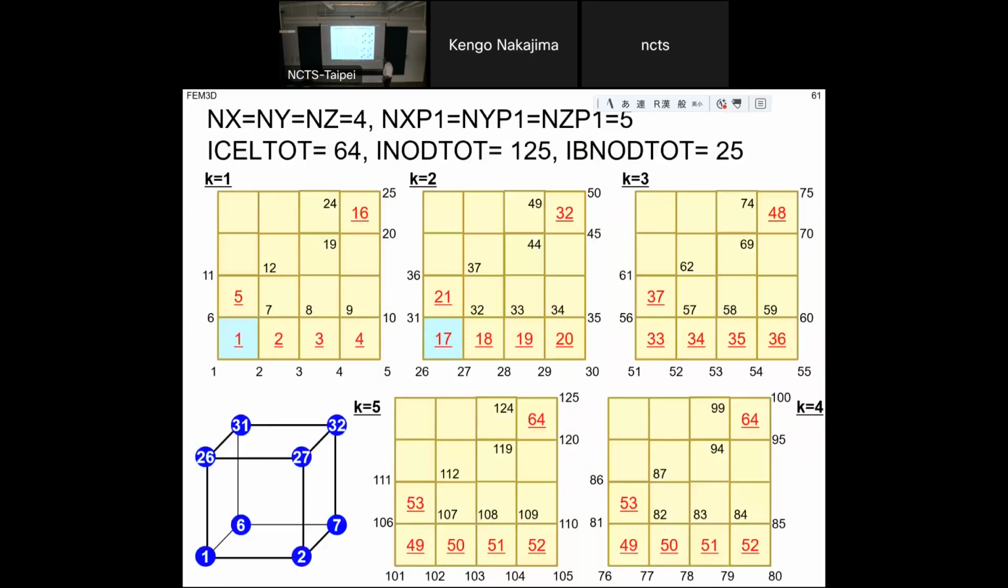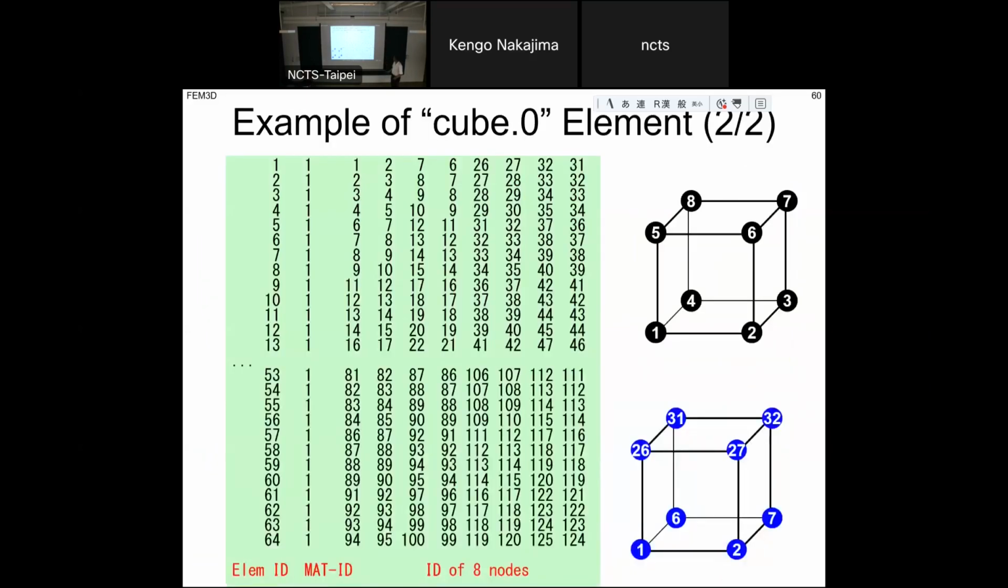Okay, so the next one is information about each element, and we have 10 integers. The first one is the element ID, a continuous number from 1 to 64.